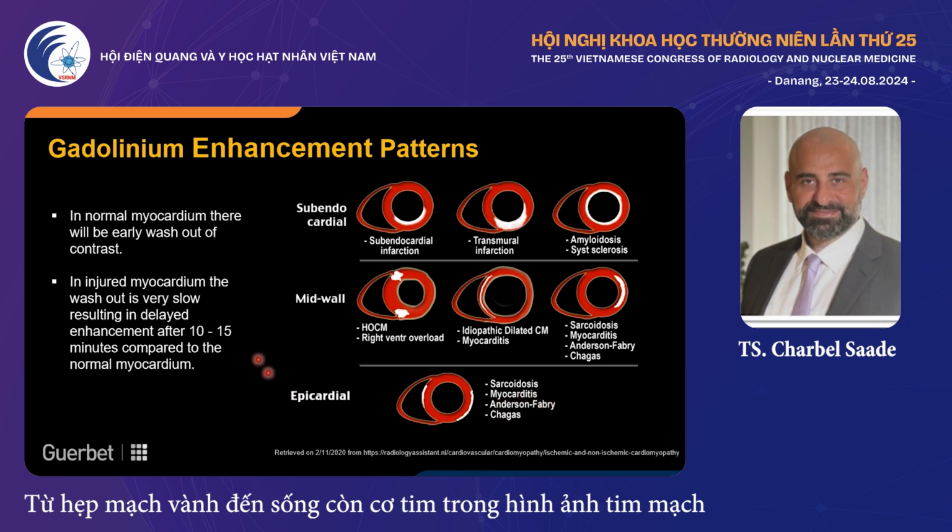But of course, in injured myocardium, the washout is very, very slow, which delays enhancement by 10 to 15 minutes compared to normal myocardium. But we know that the half-life of gadolinium at normal kidney function is 90 minutes, but it can also stay up in your blood radiologically for 5 hours.